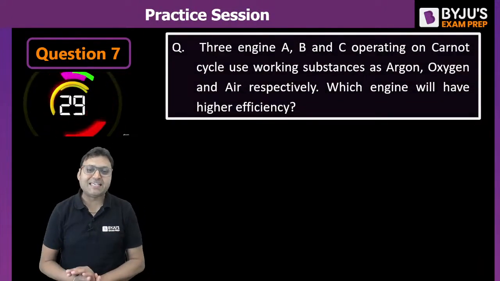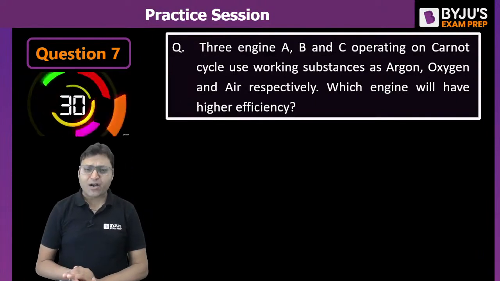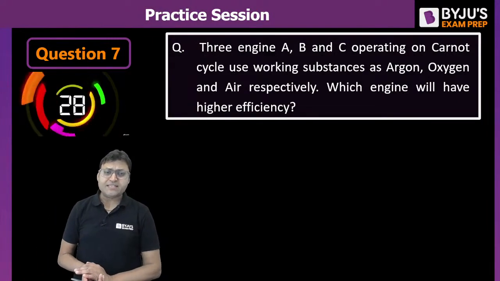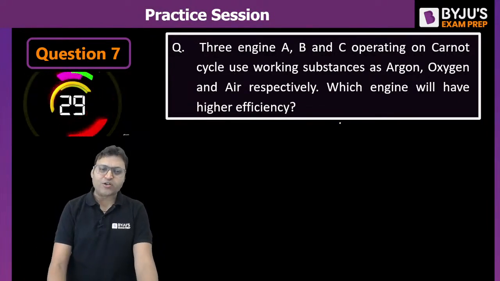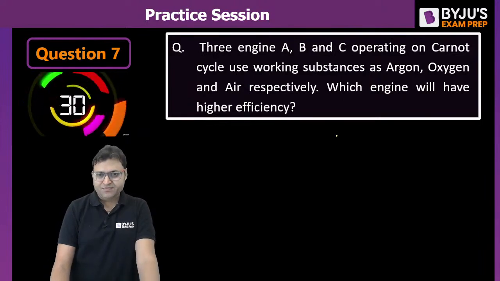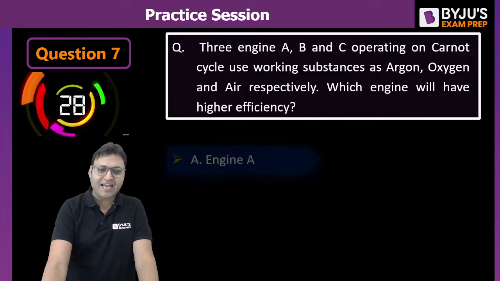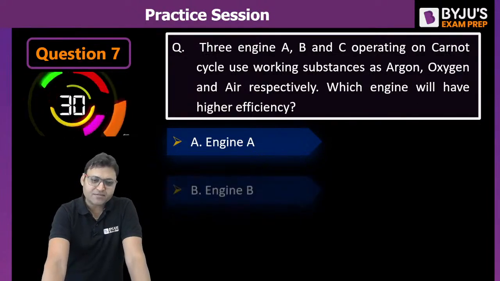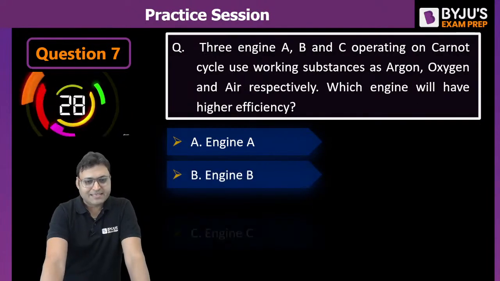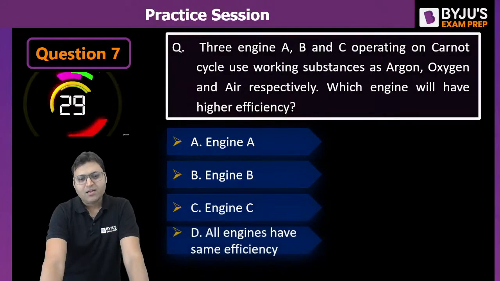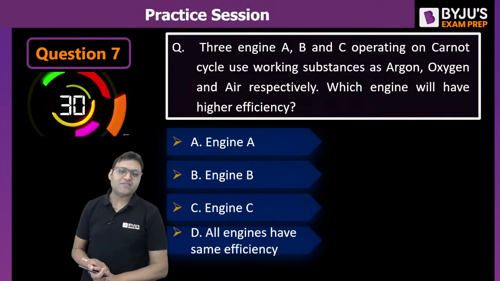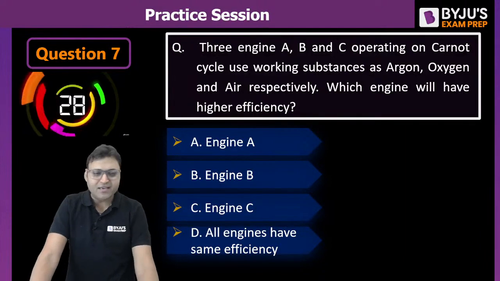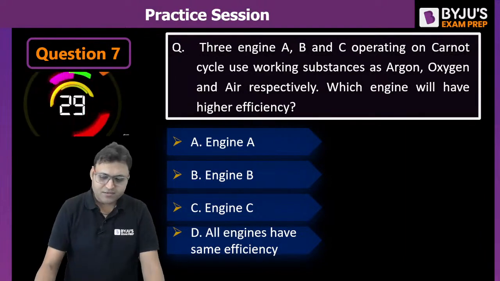There are 3 engines A, B and C operating on Carnot cycle. They use the working substances argon, oxygen and air respectively. Which engine will have the higher efficiency? Which one of them will have higher efficiency? A, B, C, or will all the engines have the same efficiency? What is the answer to this one? Quickly, let me know the answer.